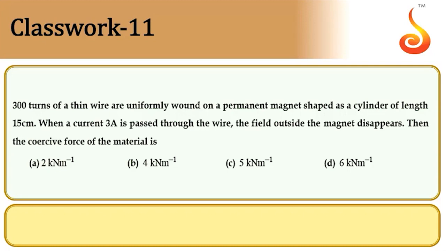300 turns of a thin wire are uniformly wound on a permanent magnet shaped as a cylinder of length 15 centimeter. When a current of 3 ampere is passed through the wire, the field outside the magnet disappears. Then the coercive force of the material is. Okay.